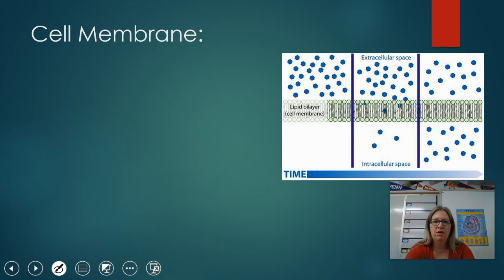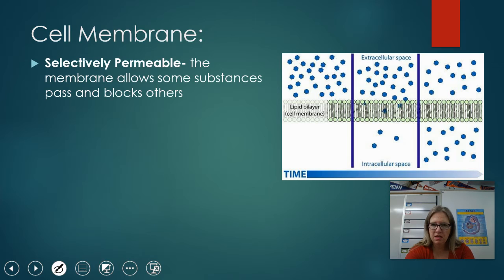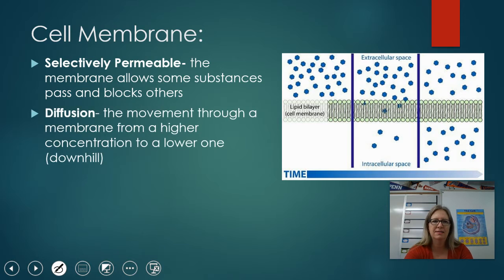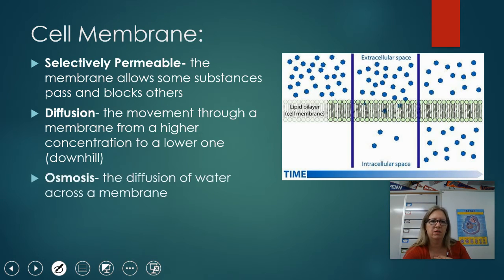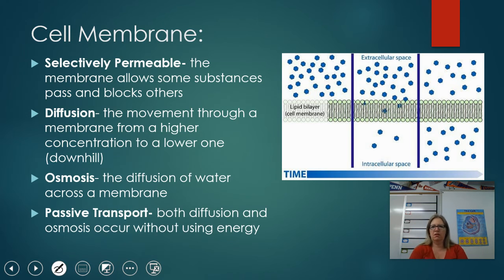Let's talk about the cell membrane in a little more detail now. It is what's known as selectively permeable, which means it doesn't allow everything in. It kind of decides. Some things get to go in, it blocks other things, okay? Now, there's different ways that the items can get into and out of the cell. We're going to talk about these types right now, and then we'll talk about active transport in a minute.